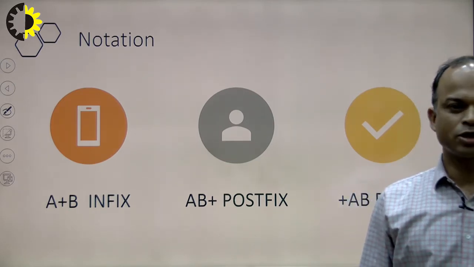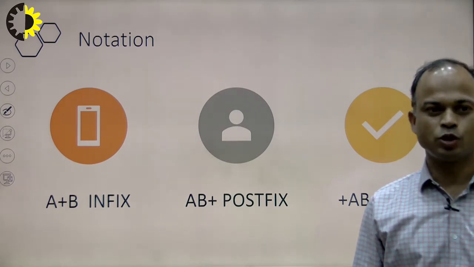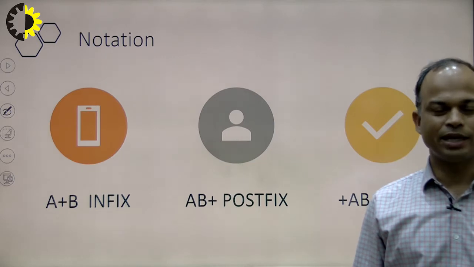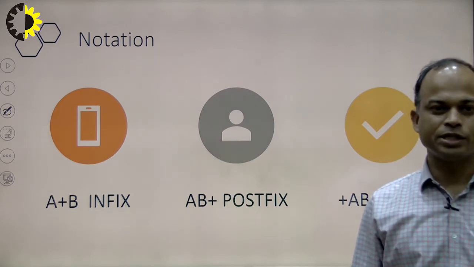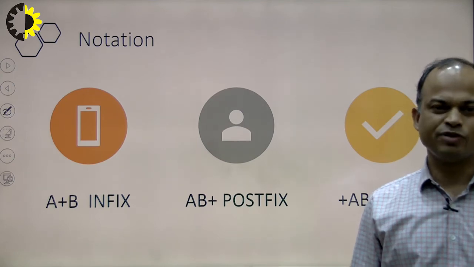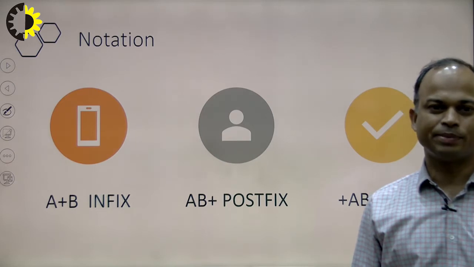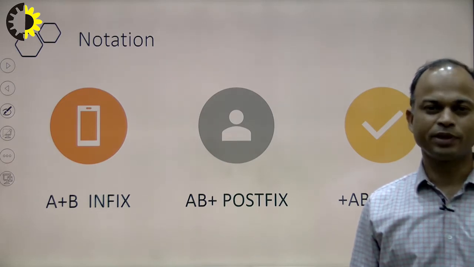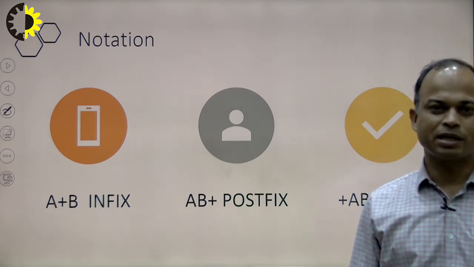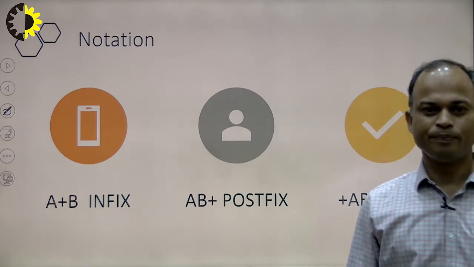The second concept is called postfix notation. Here again we have two operands, A and B, and the operator is coming after the operands. Then this concept is called postfix notation. And we have another important concept here, called prefix. In prefix, the operator comes before the two operands. This concept is called prefix notation.